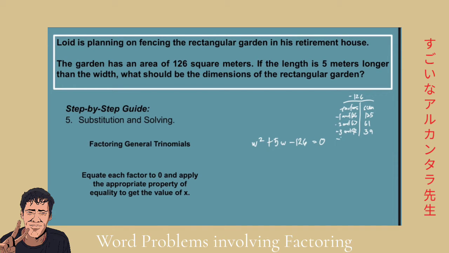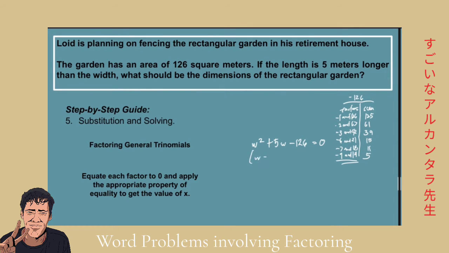Divisible by 6. So how about negative 6 and 21? Nope, it will give you 15. Is it divisible by 7? Yep. So negative 7 and 18, but it will give you 11. Nope. Is it divisible by 8? Nope. Divisible by 9? Yes. So how about negative 9 and 14? The sum is 5. So we will use negative 9 and 14.